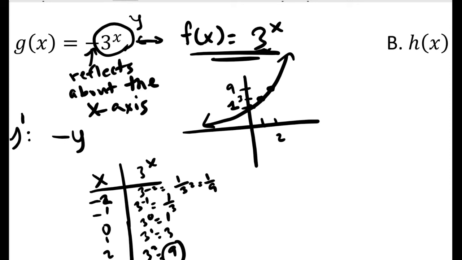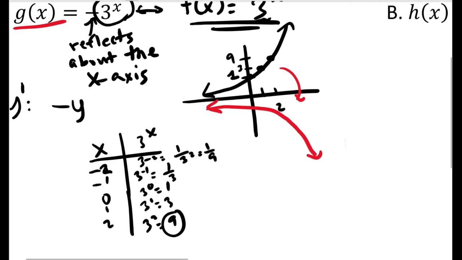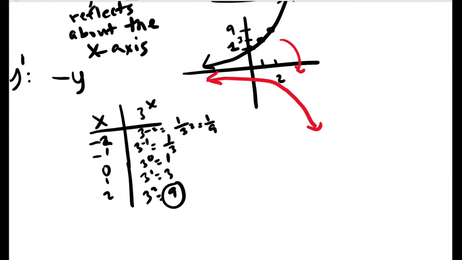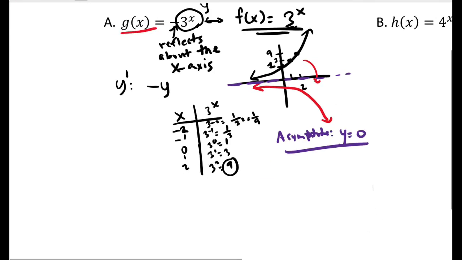So if I reflect that graph about the x-axis, then it's going to look like this. And that's how my g of x looks. So then what's the asymptote? Well, the asymptote in this case is still going to be the x-axis. So the asymptote is going to be y equals 0. It's still going to be y equals 0. And that's it for our graph.